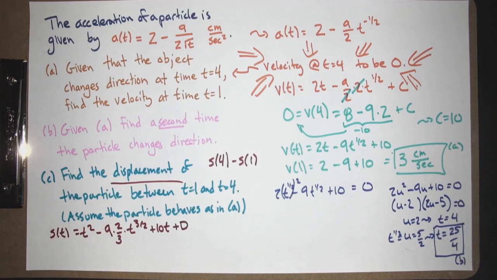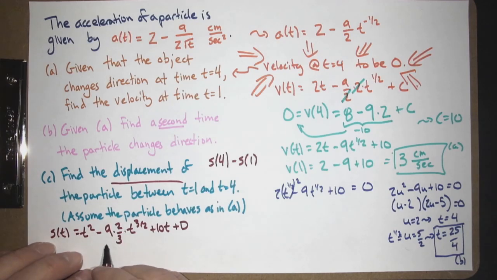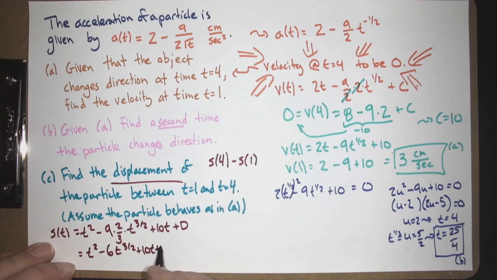And then add a constant. Now we've already used c, so I'm going to start moving my way up through the alphabet. Not much we can do other than say, well, 9 times 2/3 is the same thing as 6. So t squared minus 6t to the 3/2 plus 10t plus d. And we don't have enough information to solve for d. Does that mean we can't answer the question?